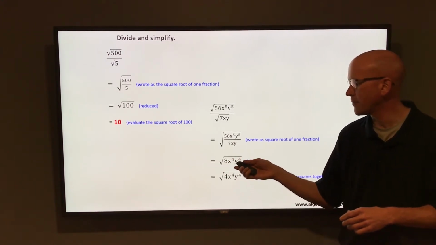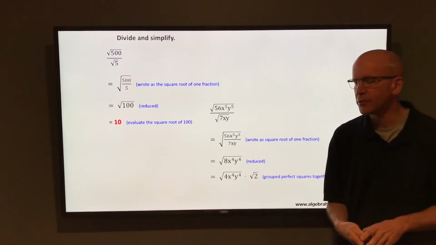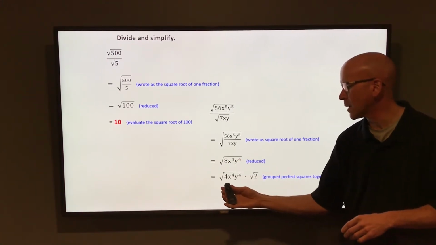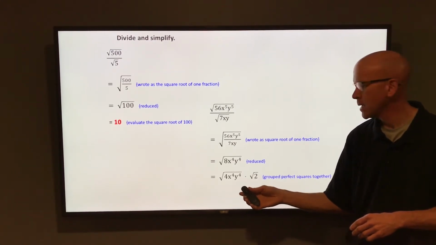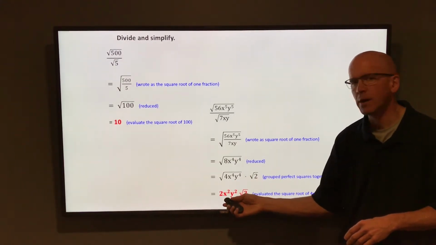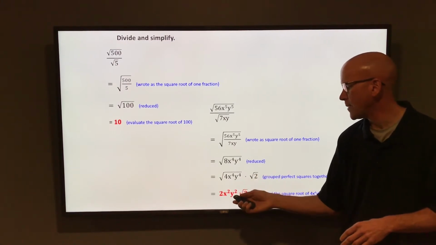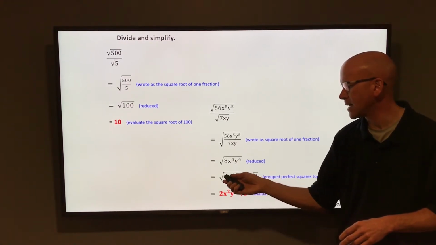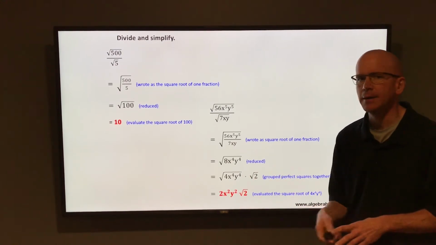Same thing with the y to the fourth, that's a perfect square. That exponent of 4 is divisible by that root of 2. So we're putting all the perfect squares under one square root sign, everything else under the other square root sign. The square root of 4 then is 2. Square root of x to the fourth is x squared. Just divide the exponent by the root. And the square root of y to the fourth, that would be y squared. Once again, divide the exponent by the root. So that turns out to be 2x squared y squared times the square root of 2.